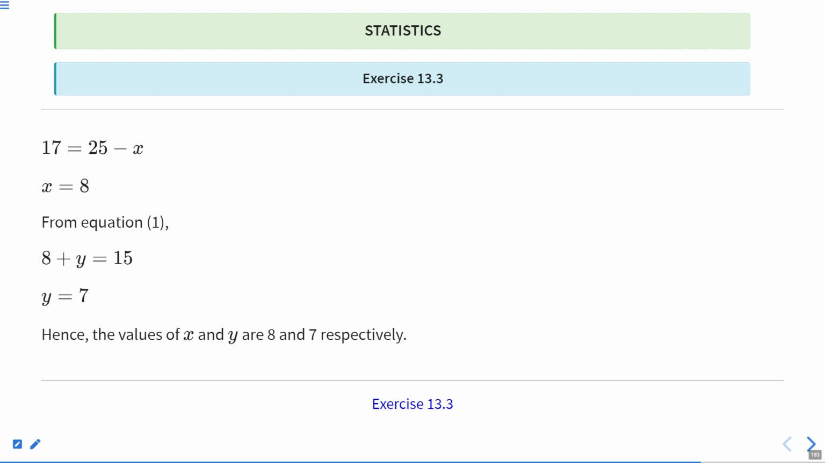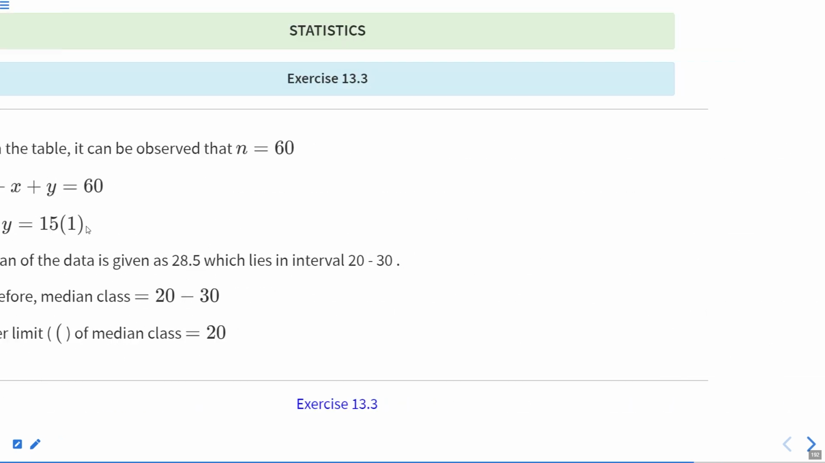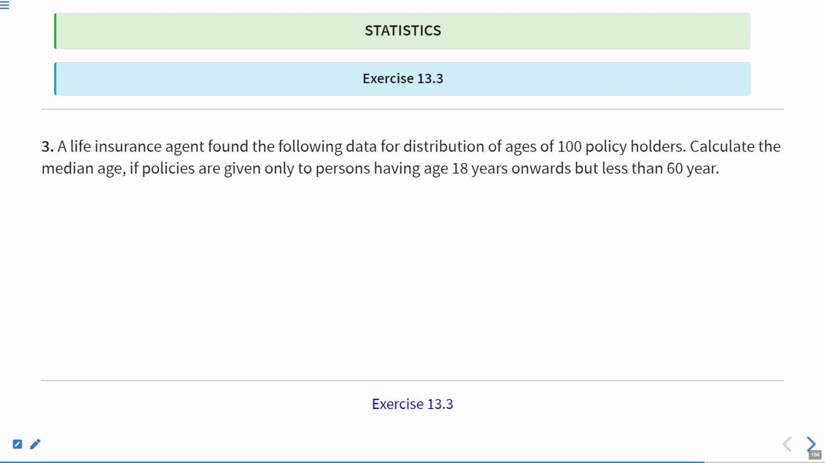Now from equation number 1, we get the value of y by substituting x equal to 8. So from equation 1, 8 plus y is equal to 15, and it implies y is equal to 7. So we get x equal to 8 and y equal to 7. Hence the values of x and y are 8 and 7 respectively. Now let us move to the next problem.